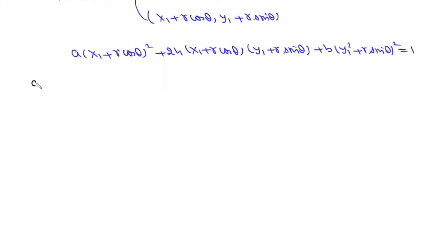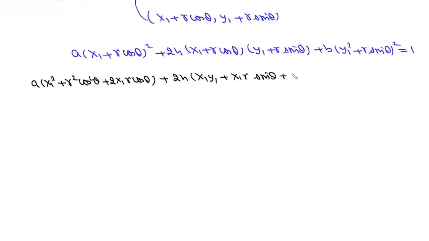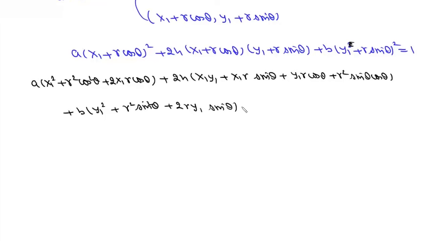Now we'll simplify this equation. So it will be a into x1 square plus r square cos square theta plus 2 x1 r cos theta, plus 2h into x1 y1 plus x1 r sin theta plus y1 r cos theta plus r square sin theta cos theta, plus b into y1 square plus r square sin square theta plus 2r y1 sin theta, equals 1. Now we'll write this as a quadratic equation in r.